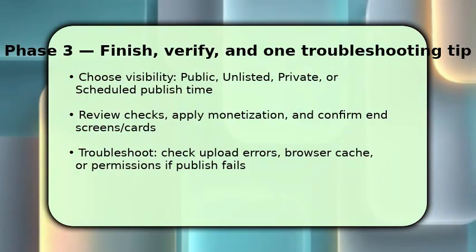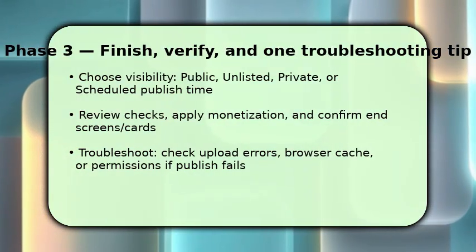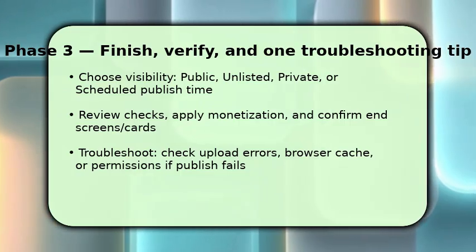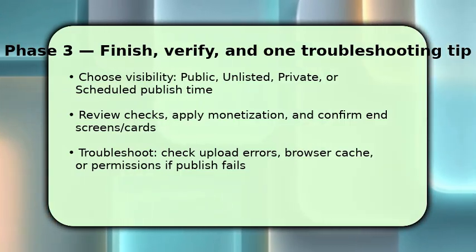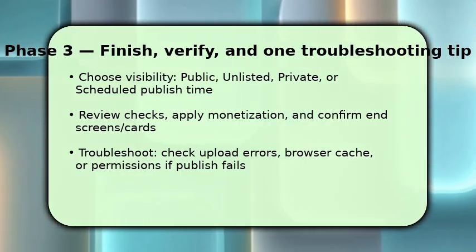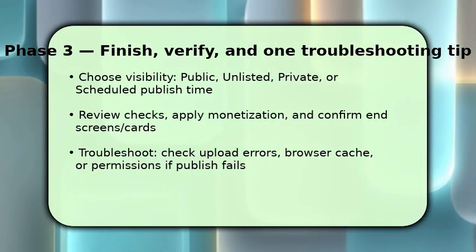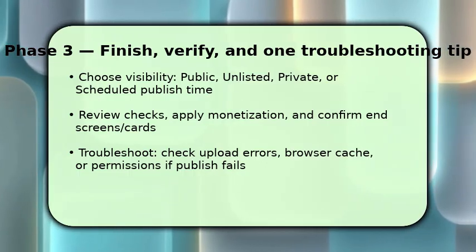Finish by selecting visibility and scheduling, making a final review of checks and monetization settings. Publish immediately or schedule for a peak time. Ensure end screens and cards are active, then confirm. After publishing, monitor analytics briefly to catch immediate playback or retention issues.